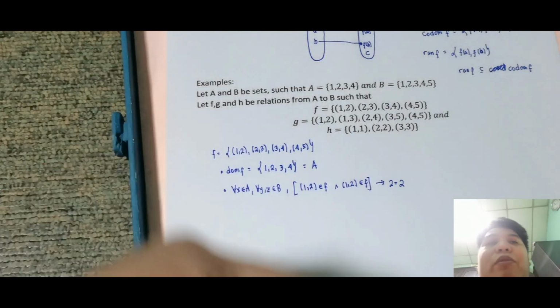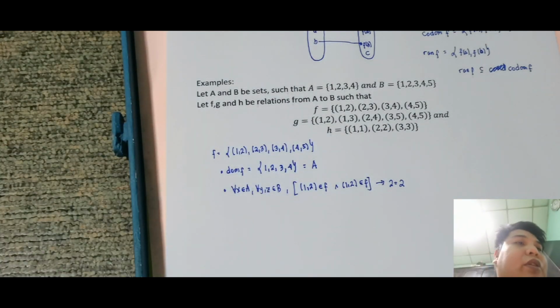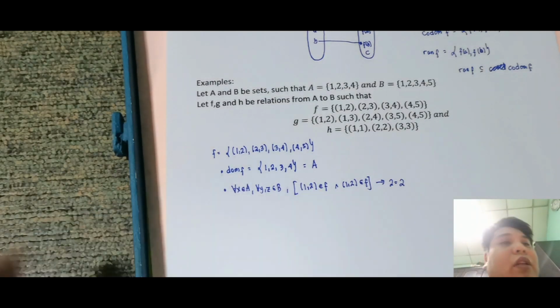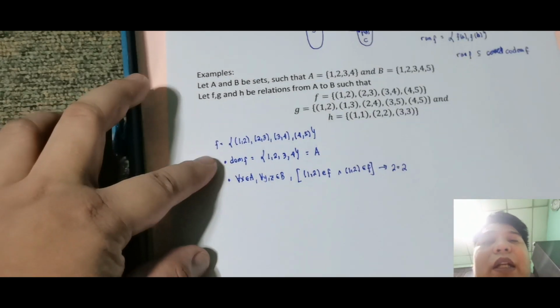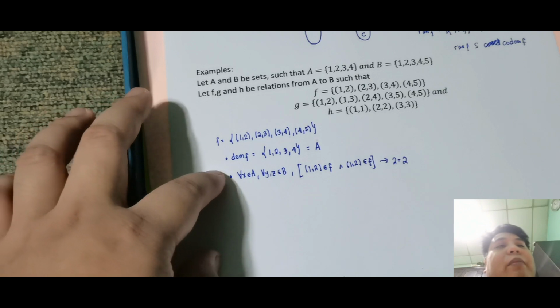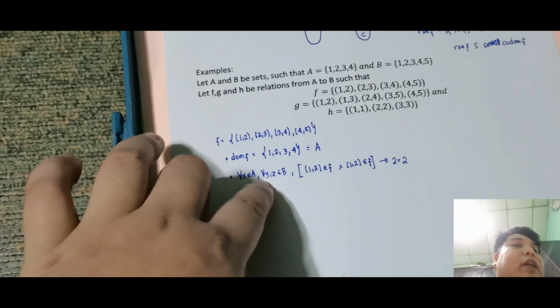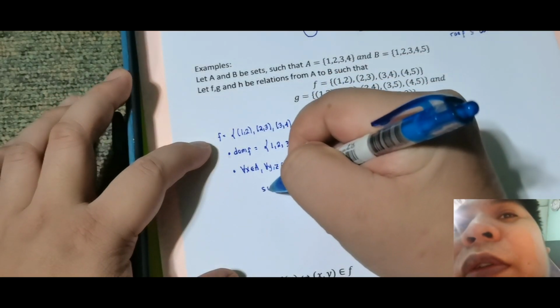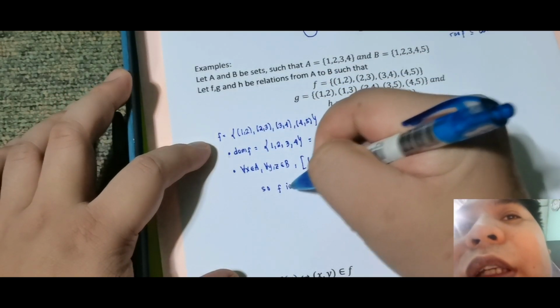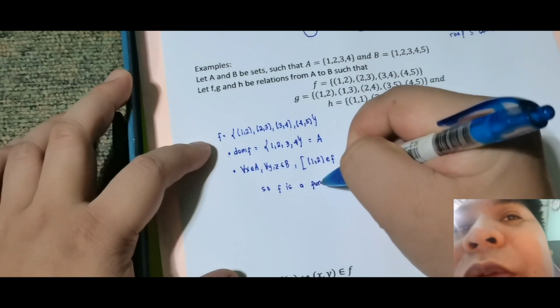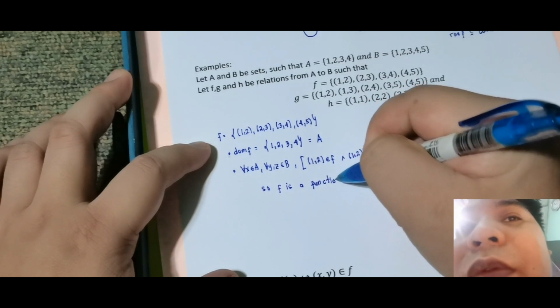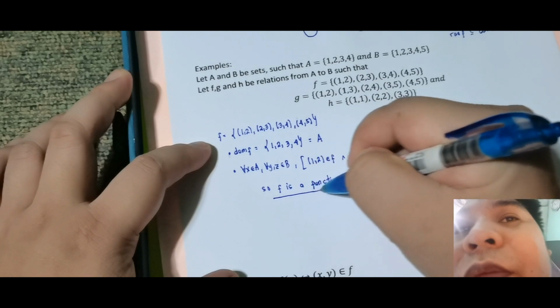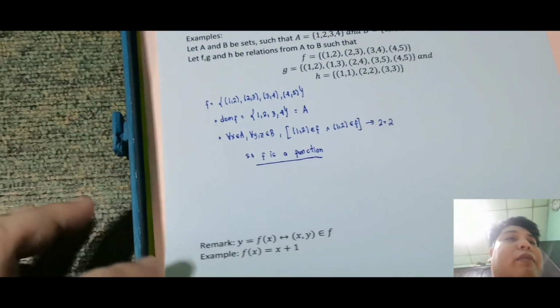So, sir, lahat po ba isusulat namin? Kahit isa lang, pag gusto mo mag-show na function siya, okay na. Okay, tandaan to, kahit isa lang yung ilagay ko dito, basta satisfy ka na function siya. Okay, so since satisfy natin yung domain of F, kasi yung for all x element of A, for all y and z element of B, ito yung nangyayari. Therefore, F is a function. Okay, so ganun lang siya kasimple i-prove.